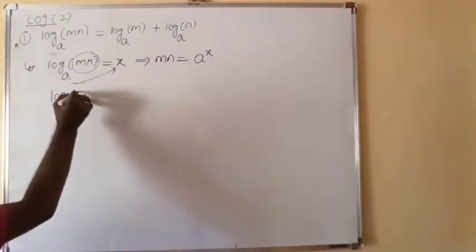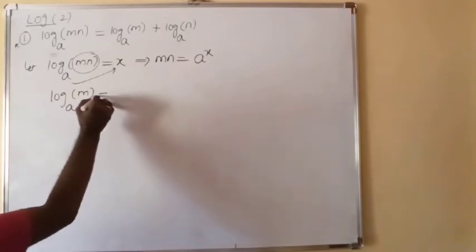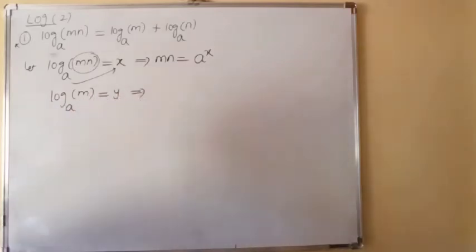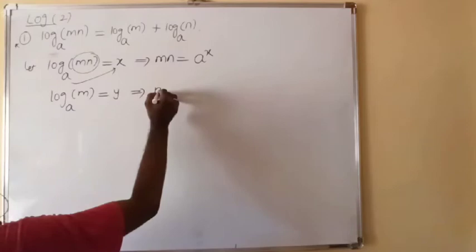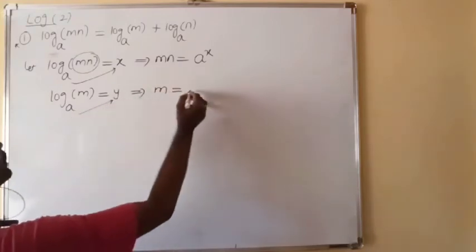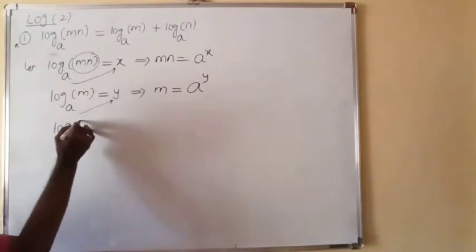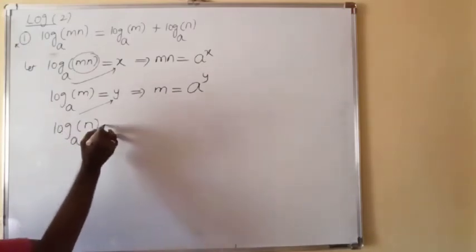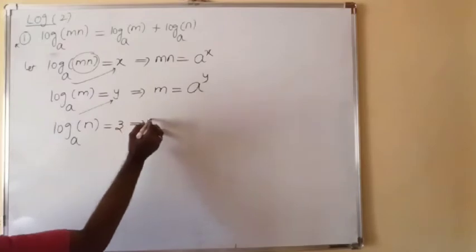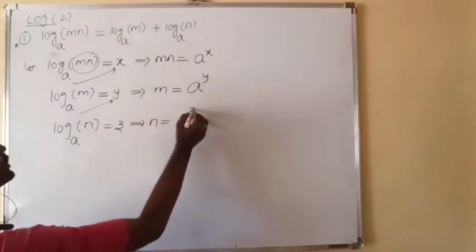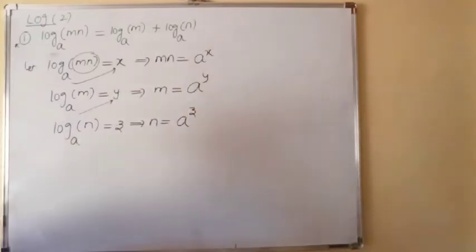Next, let log m to the base a be equal to y. Converting it into exponential form, m is equal to a power y. Next, let log n to the base a be equal to z. Then n is equal to a power z.